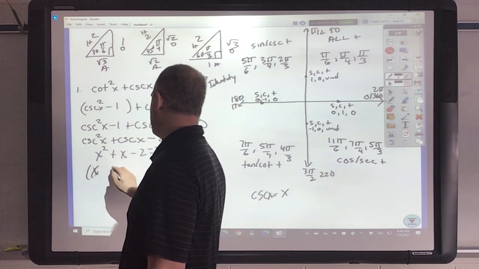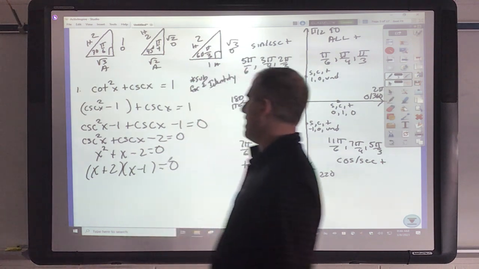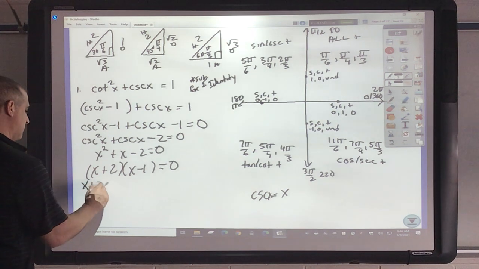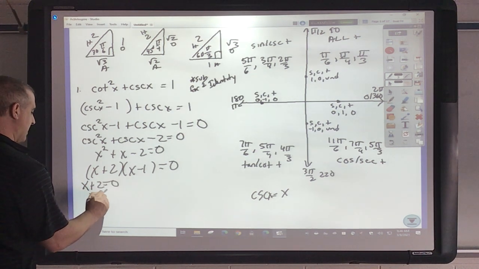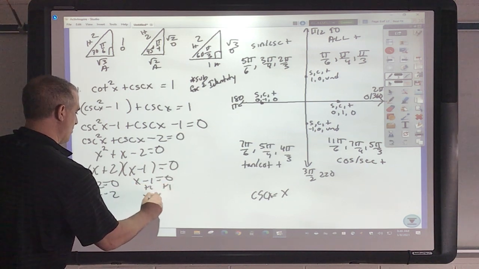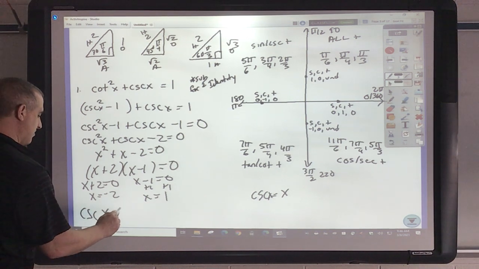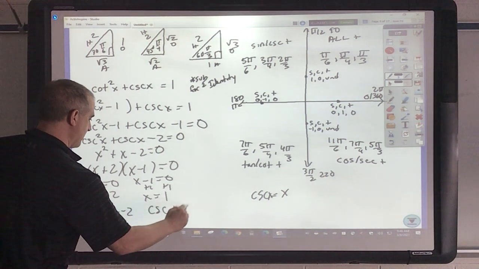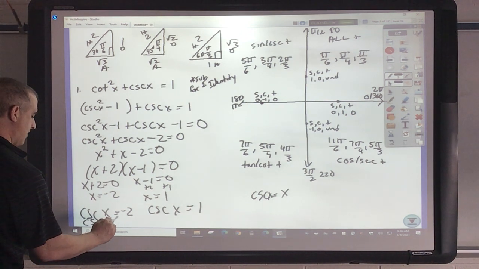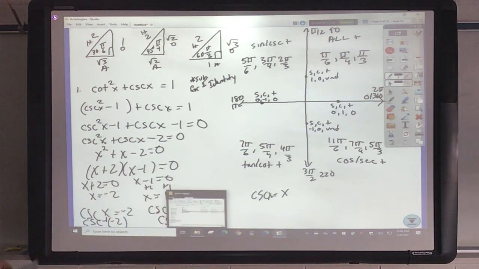And we worked on this last time. It's a simple factoring of x plus 2 times x minus 1. I would set those equal to 0. So I have x equaling negative 2. I would add 1. That's x equaling 1. Bring back the cosecant function. Cosecant of x equaling negative 2, and cosecant of x equaling 1. I am doing the inverse of that. Let's start where it's negative 2.